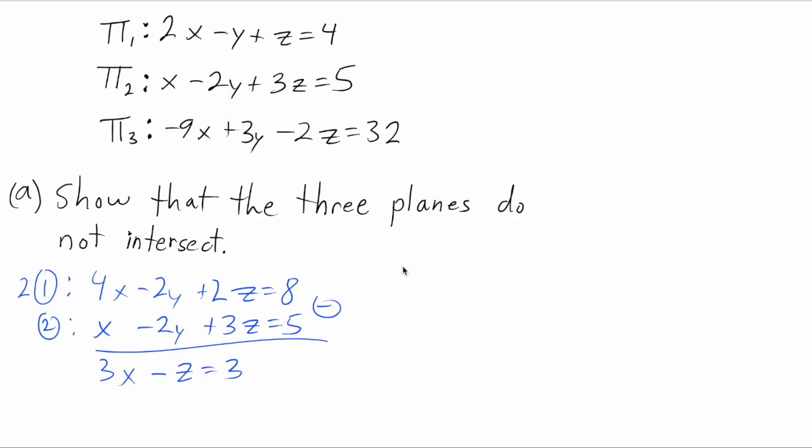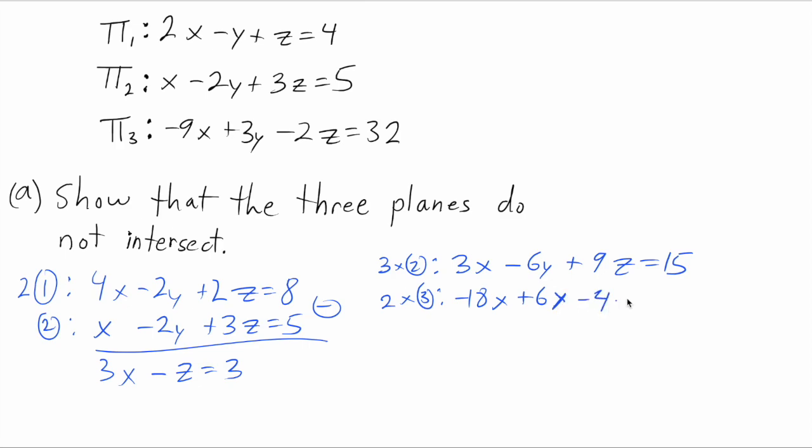So we can do 3 times equation 2 and 2 times equation 3 to get the y's to match. And we're going to get 3x minus 6y plus 9z equals 15. And multiplying this one by 2, we get negative 18x plus 6y minus 4z equals 64. And here we add to get the y's to eliminate. We get negative 15x plus 5z equals 79.